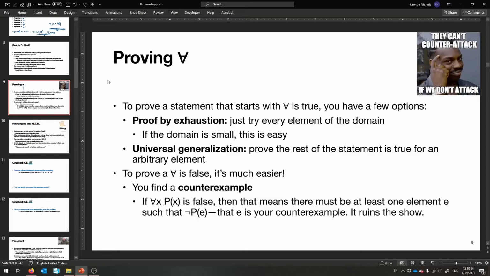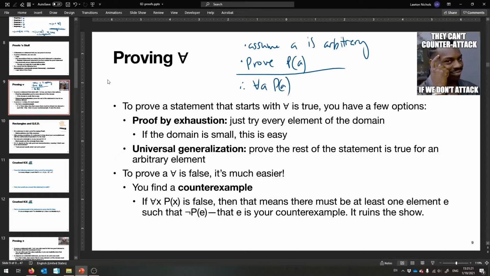Okay, we remember the slides from last time where it was saying something like, okay, assume, I don't know, some element A in the domain is arbitrary, and then prove P of A, then you have shown that for all A, P of A is true. Okay, so that's one way to prove it for all, but there's others.